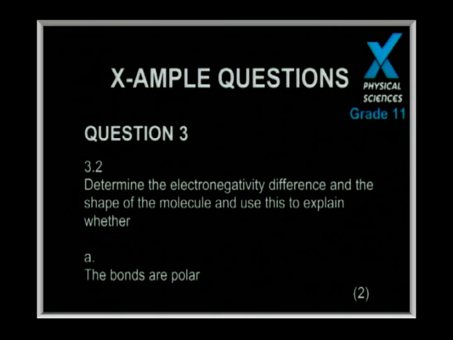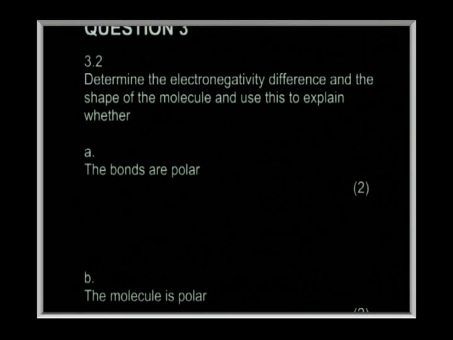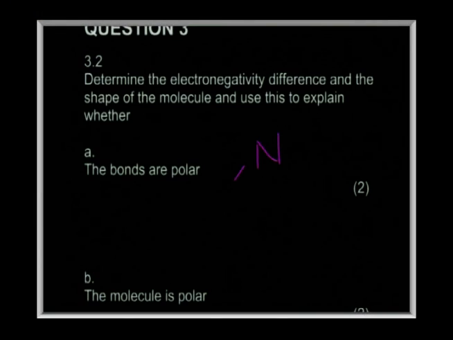Right. The second question asks us, determine the electronegativity difference and the shape of the molecule and use this to explain whether the bonds are polar or the molecule is polar. Now, what we need to do is take your periodic table. The electronegativities are indicated on the periodic table for you. So what I'm going to look at now is, if I just draw it like this quickly, there are my bonds. My bonds are between the nitrogen and the hydrogen.